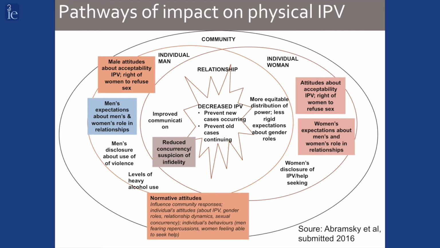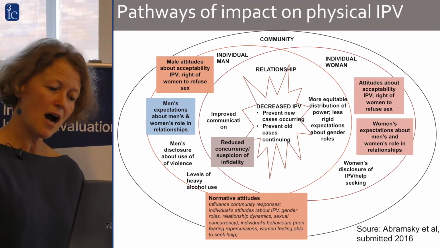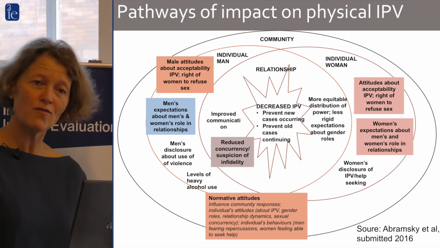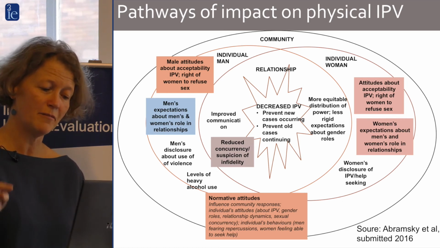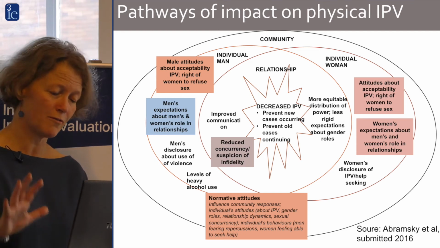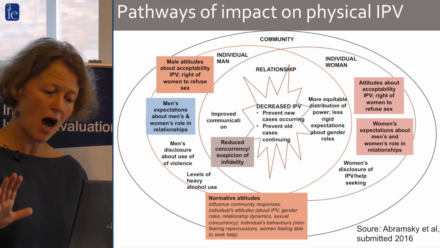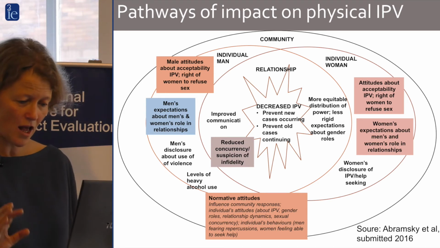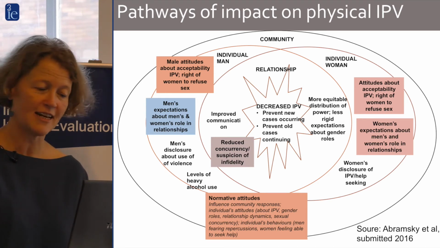And then the biggest influence in terms of risk was the community level factors. So not factors acting at the individual level, but at the community level. And that was community level attitudes around gender roles, around the acceptability of violence, about the dynamics of relationships and sexual concurrency. So this secondary analysis very much supports that it's a community pathway through a social norm change that has led to the impacts that we documented.